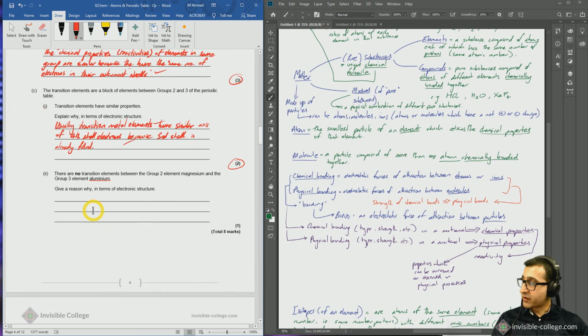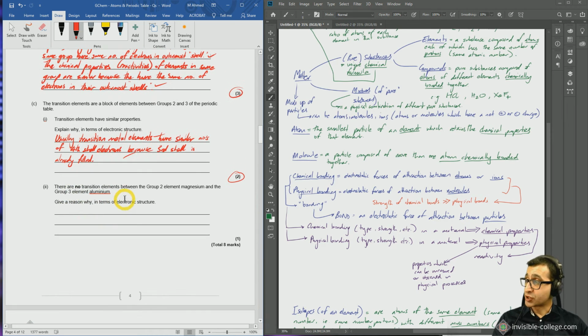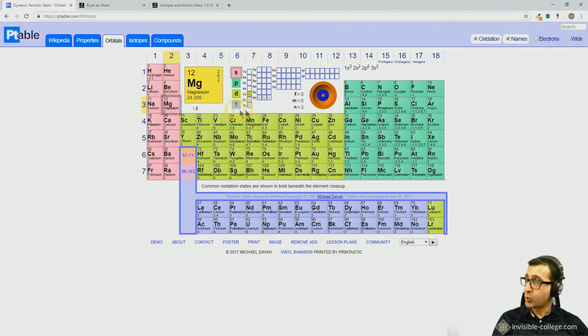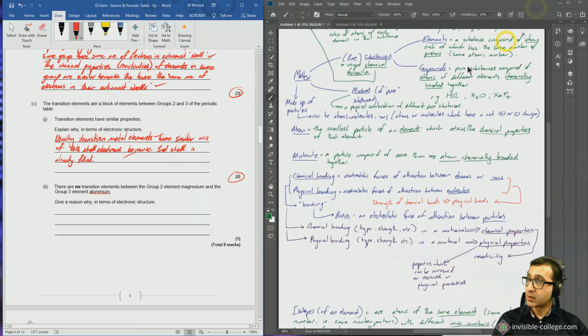Okay, now, second part of part C of this question, there are no transition elements between the group 2 element magnesium and the group 3 element aluminium. So let's have a look at our periodic table just to illustrate that. So magnesium all the way to aluminium, there are no transition elements between these two elements here. We go straight from atomic number 12 to atomic number 13 with nothing in between. Give a reason why in terms of their electronic structure.